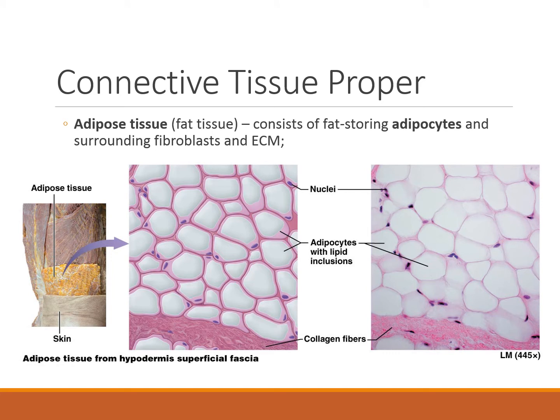Adipose tissue consists of fat-storing adipocytes plus fibroblasts and ECM. Adipocytes can increase in size to the point where fibroblasts and ECM are scarcely visible. The functions of adipose tissue include fat storage. Adipose tissue is a major energy reserve for the body. Insulation: adipose tissue helps us retain warmth. And shock absorption and protection.